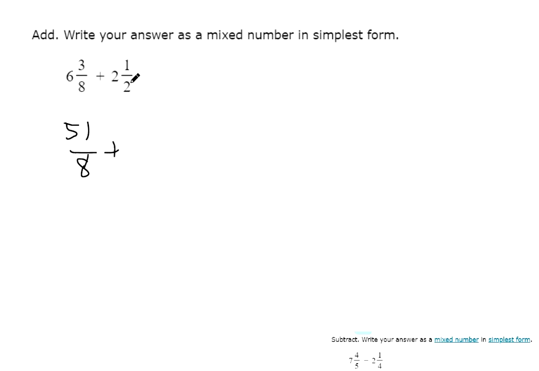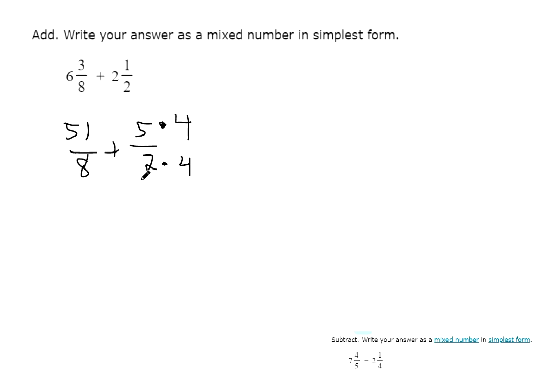Same thing over here, 2 1/2. 2 times 2 makes 4. 4 plus 1 makes 5. Okay, so now they're from mixed numbers to improper fractions. And then in order to add two fractions, the denominators have to be the same. So I'm going to multiply this by 4. I have to multiply the top and the bottom by 4, or else it's not the same fraction.